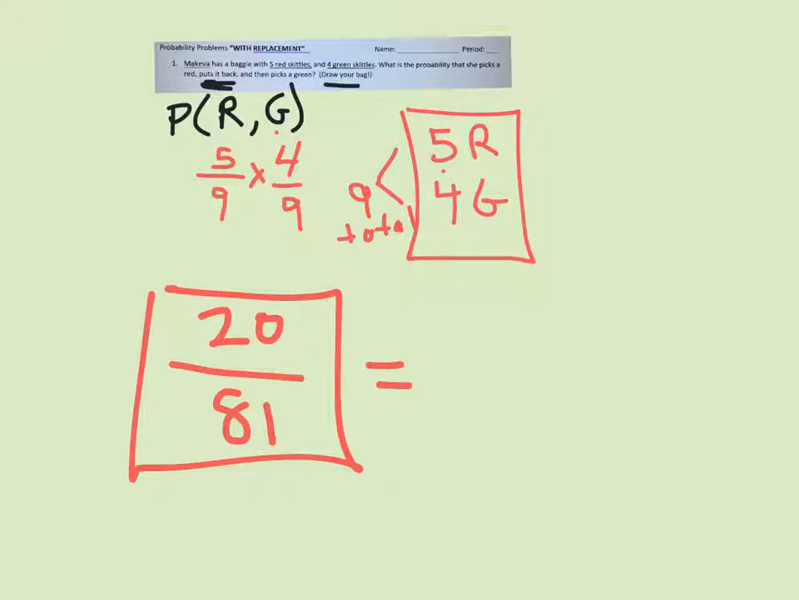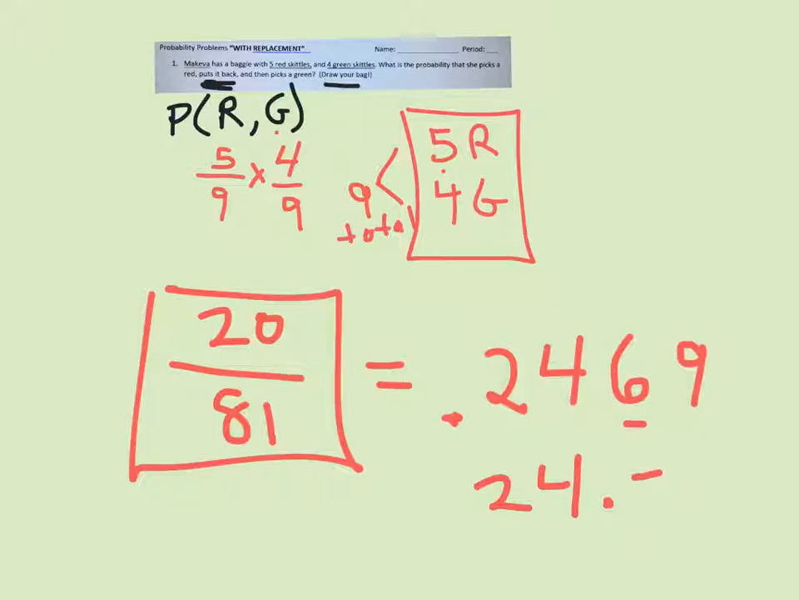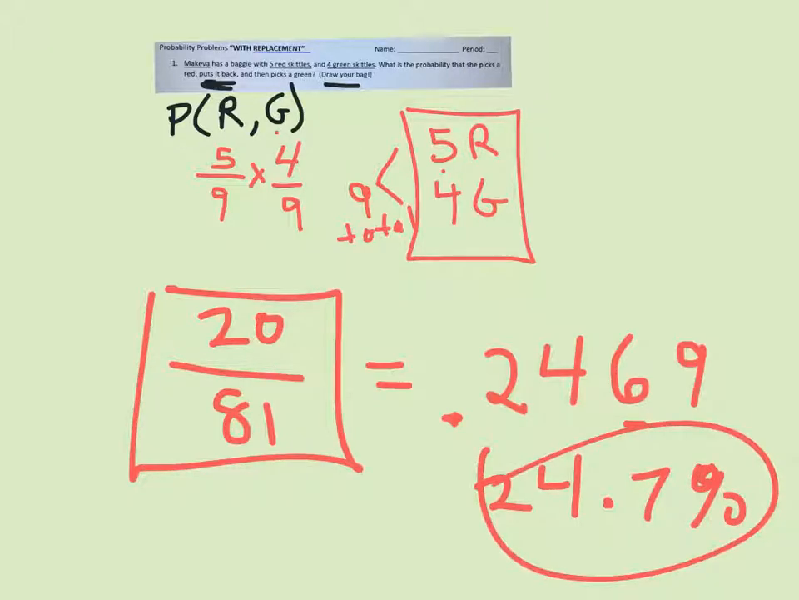So 20 divided by 81 is 0.2469. And if I change that to a percent, I move the decimal over twice and add a percent sign. So that would be 24.6, or I could round that to 24.7%. So that would be unlikely for those two events to happen.